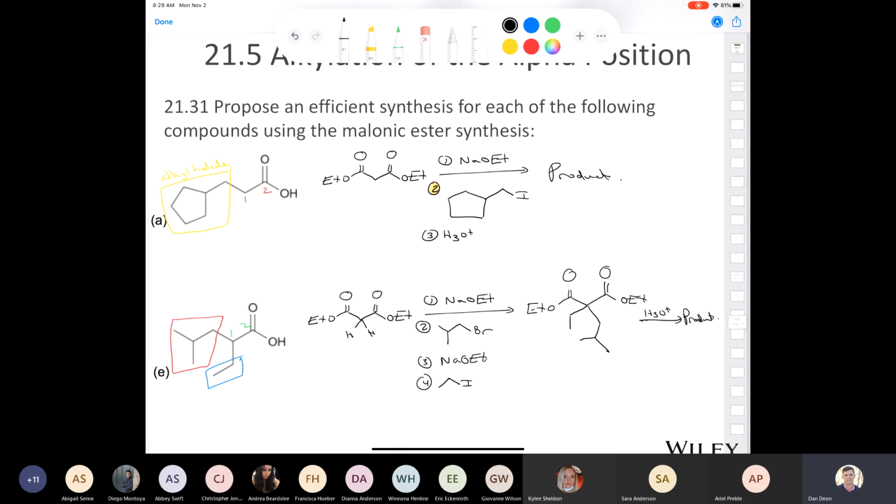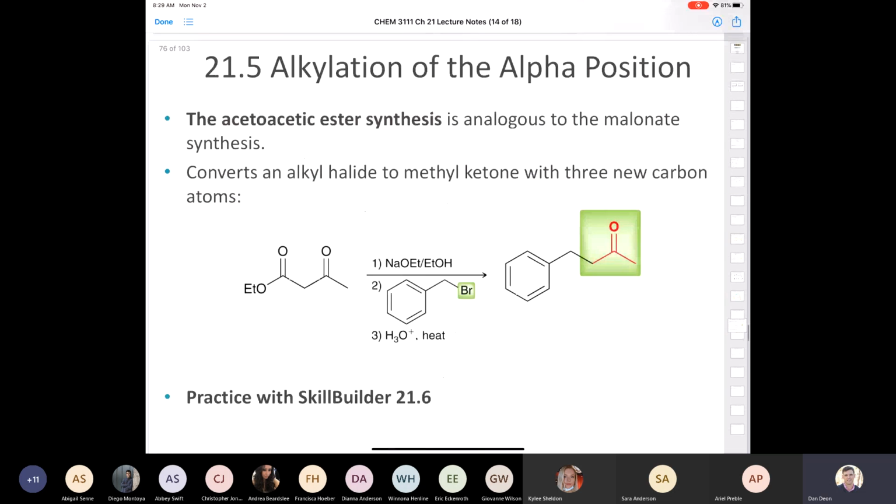Give me a thumbs up if you think you could do that. Just, I need to memorize the reagent, diethyl malonate. Okay, great. Good, so good. All right, well, let's move on from there.